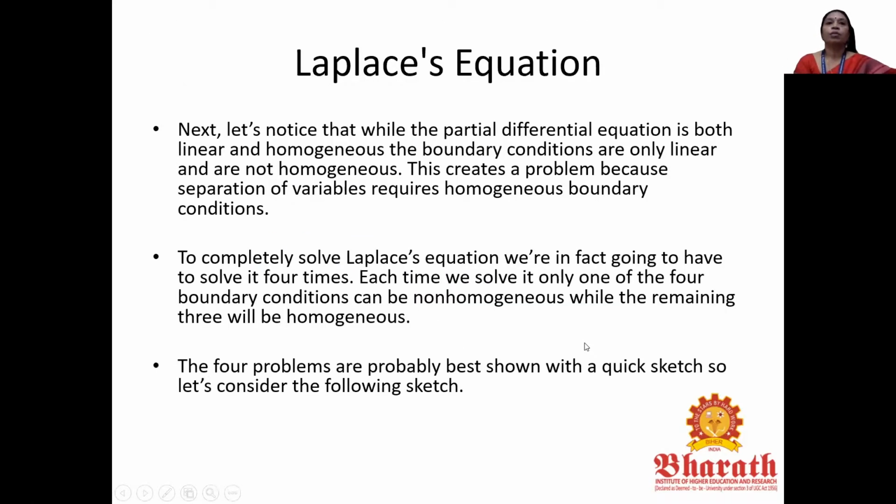Next, for the Laplace equation, let's notice that while the partial differential equation is both linear and homogeneous, the boundary conditions are only linear and are not homogeneous. This creates a problem because separation of variables requires homogeneous boundary conditions. To completely solve the Laplace equation, we are in fact going to have to solve it 4 times. Each time we solve it, only one of the 4 boundary conditions can be non-homogeneous, while the remaining 3 will be homogeneous.